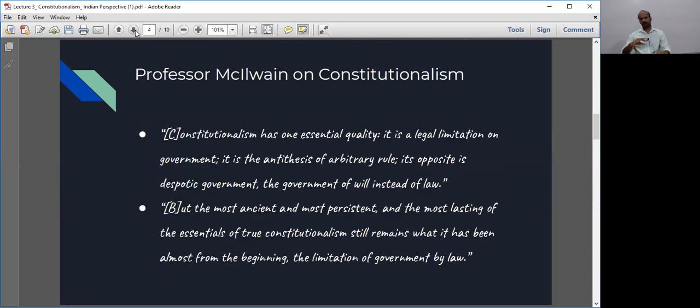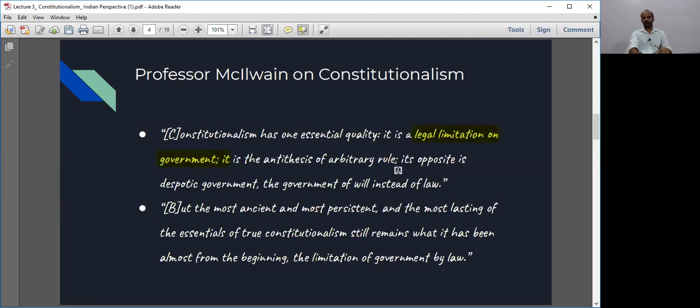Now, I have quoted from two scholars. First is Professor McIlwain. Professor McIlwain is saying that constitutionalism has one essential quality. It is a legal limitation on government. It is the antithesis of arbitrary rule. It is opposite to despotic government, the government of will instead of law. Now, there are keywords in this quote. These are legal limitations on government.